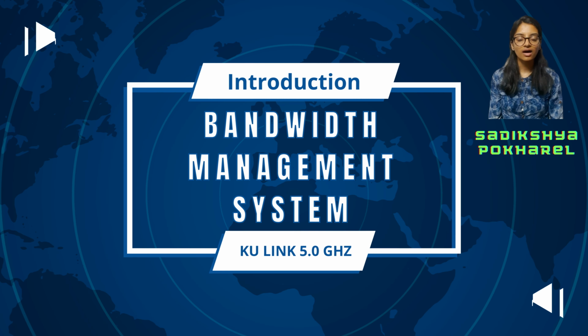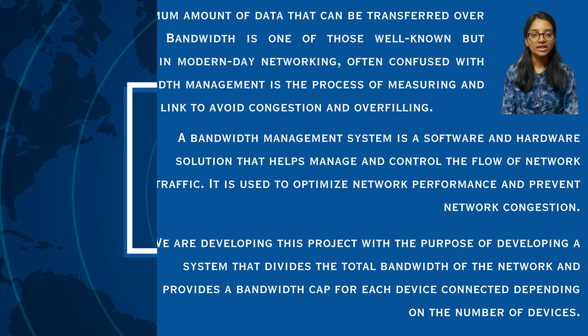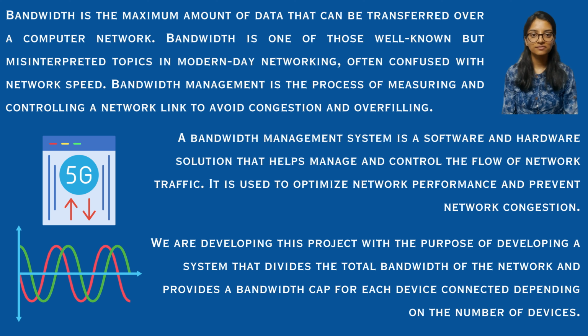So let's start with bandwidth. Bandwidth is the maximum amount of data that can be transmitted over a computer network in a given period of time. It is usually measured in bits per second, but if the data is huge, we measure it in megabits per second or gigabits per second. Bandwidth management is the process of controlling and monitoring the flow of data in a computer network. A bandwidth management system comprises software and hardware systems that are used in bandwidth management. But why do we need a bandwidth management system? It helps in optimizing the network performance and helps in preventing network congestion.